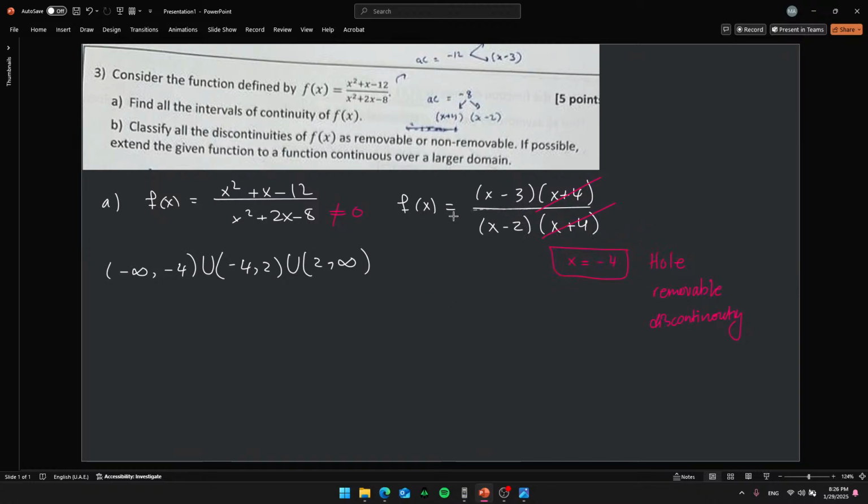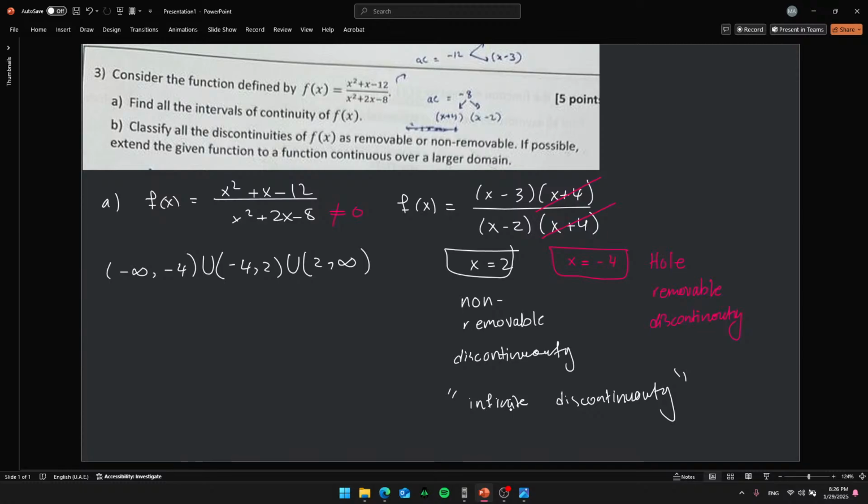But x minus 2, I can't cancel it with x minus 3. There is no such x minus 2 in the numerator. So I can't cancel this problem here. I can't cancel x minus 2. So I can conclude that at x equals 2, it's a non-removable discontinuity. And if you want to be more specific, it's an infinite discontinuity.